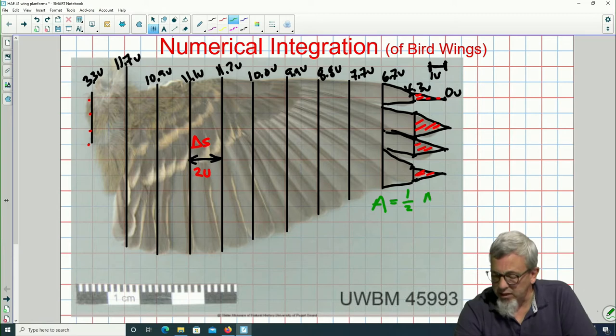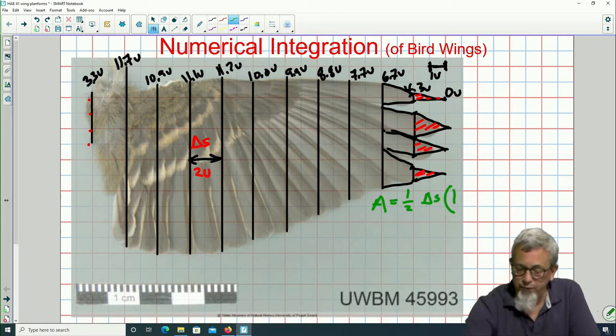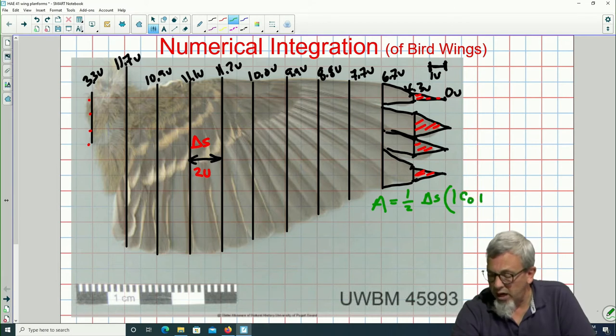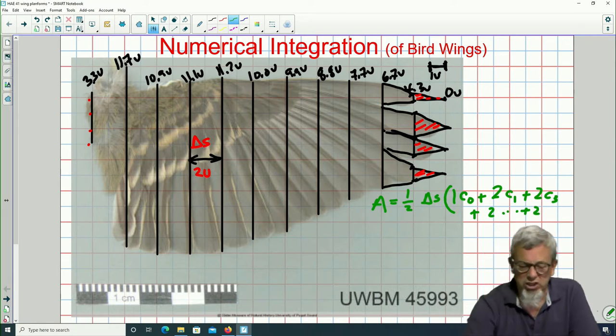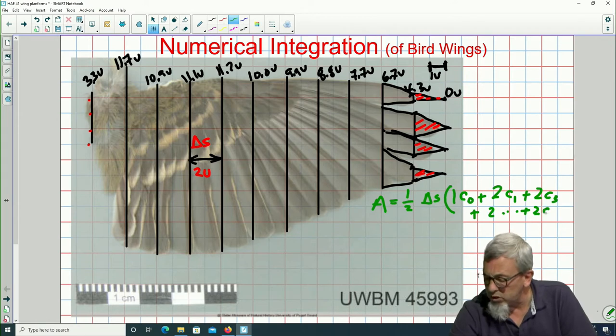So there's that delta S thickness, plus 1 times my first chord, so that would be C naught, plus 2 times my second chord, plus 2 times my third chord, plus 2, et cetera, plus 2 times my next to last chord, which is how many? 0, 1, 2, 3, 4, 5, 6, 7, 8, 9, 10, 11. So 2 times C10 plus C11.